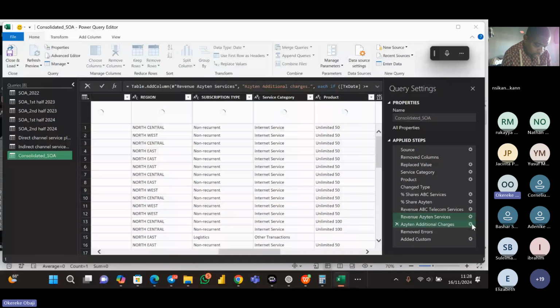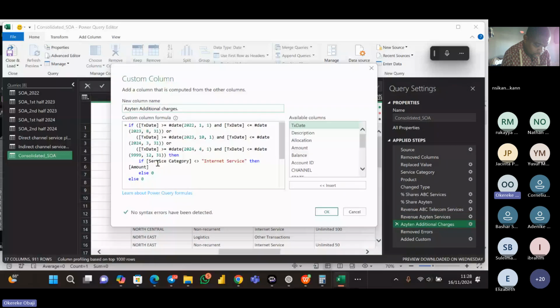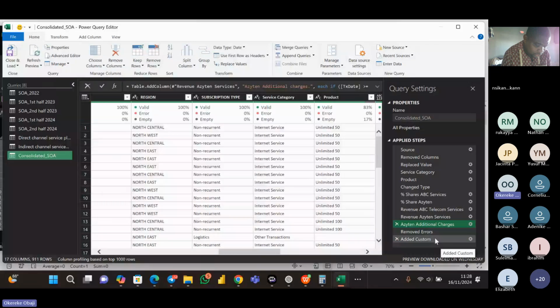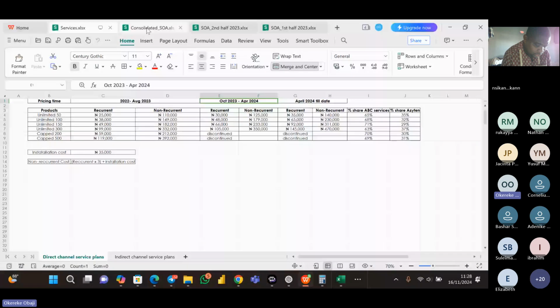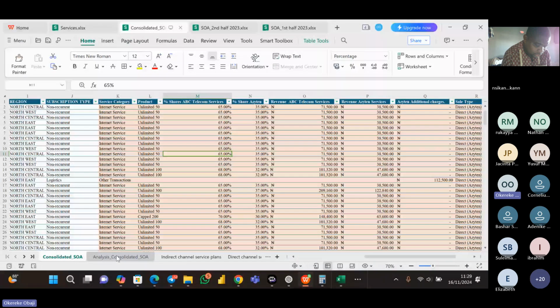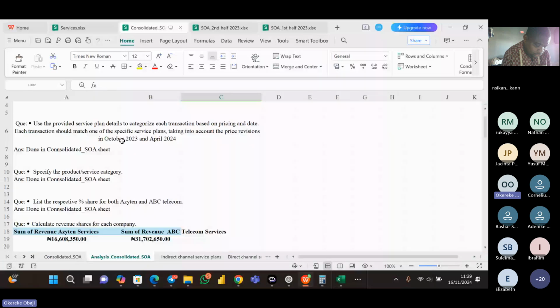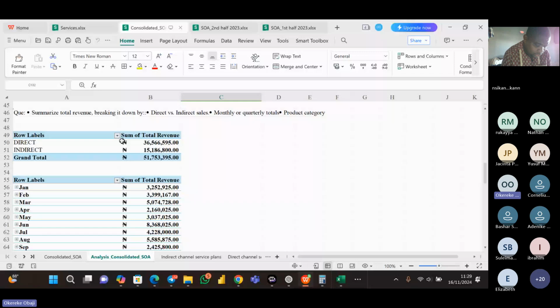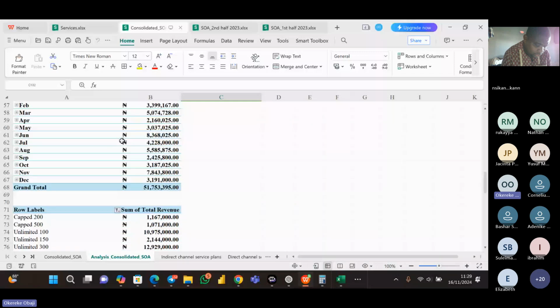So we had an extra column which we called Azyten additional charges. When the service category is not equal to this, then amount. Yes, so that is what we did. Then we got something like this. We returned it to a pivot table. With the pivot table, we're able to answer the questions that were asked, all of the questions, and got all of this feedback. All right, so these are the methodologies we took.